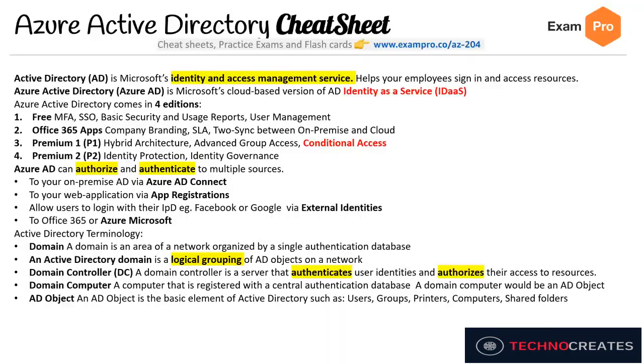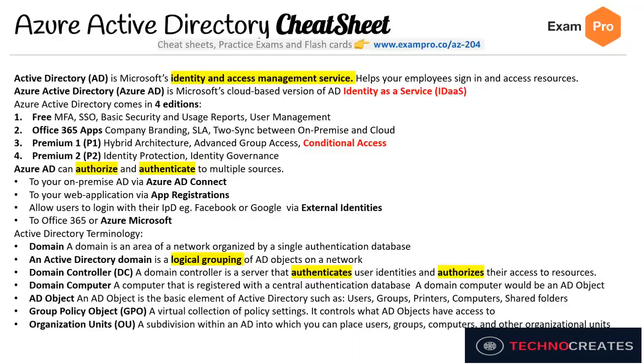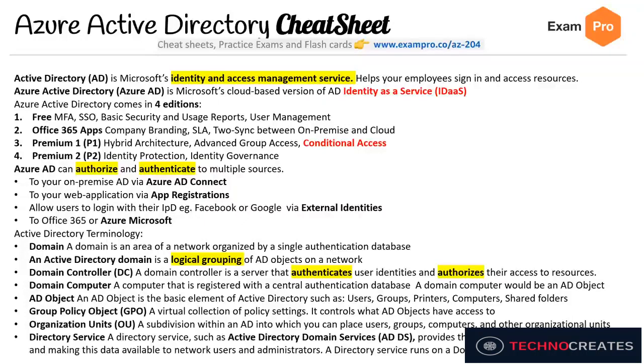Then you have AD objects. That is just the base element of Active Directory, things like users, groups, printers, etc. You have a GPO. This is a virtual collection of policy settings. Then you have organizational units. This is a subdivision of your AD, which you can place users, groups, computers, etc. in. You have directory service, such as Active Directory Domain Service, ADDS, which provides a method of storing directory data and making the data available to network users. A directory service can run on a domain controller.